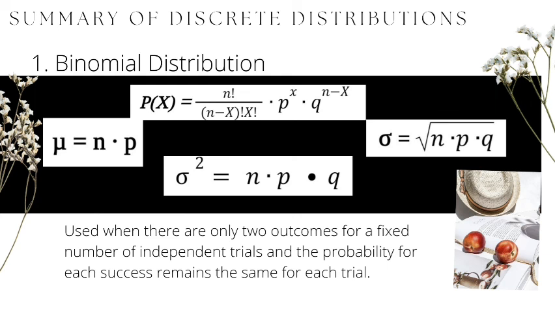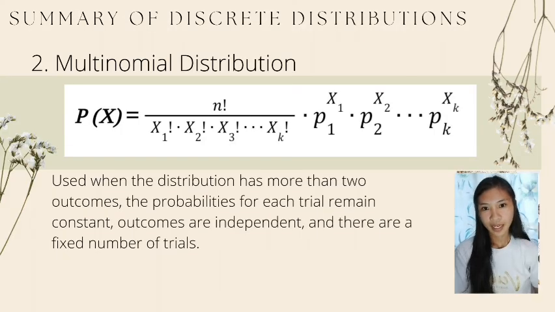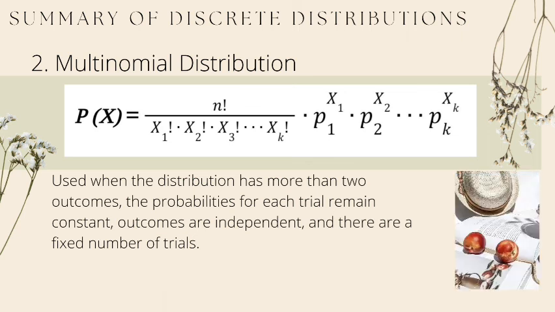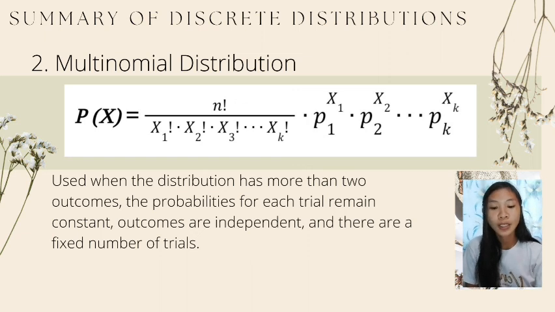So the second type of discrete distribution is the multinomial distribution. It is used when the distribution has more than two outcomes. The probabilities for each trial remain constant. Outcomes are independent and there are a fixed number of trials.